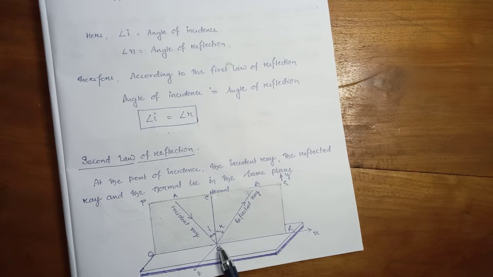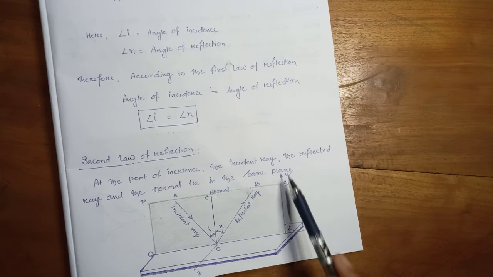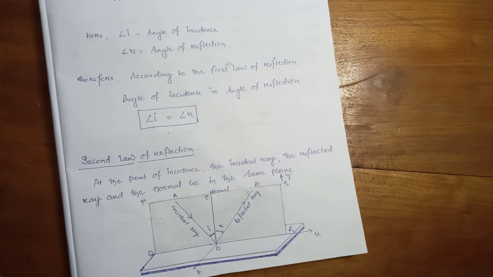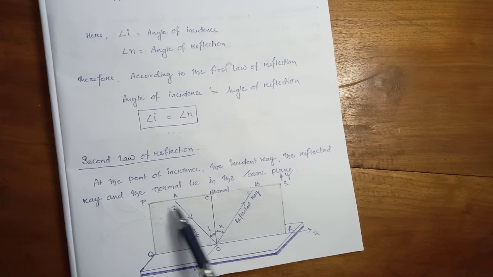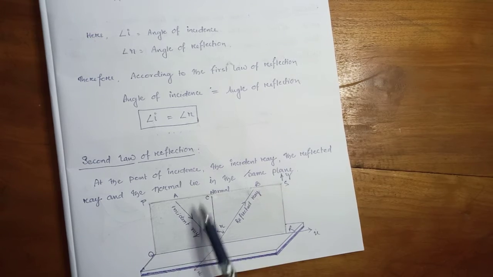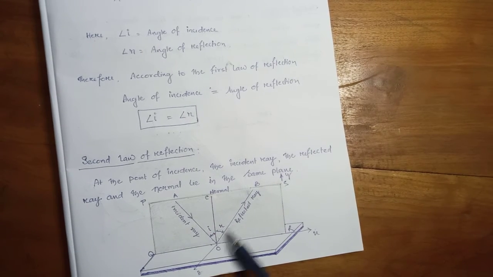You can consider that this direction is your x, the vertical is your y, and this perpendicular direction is your Z direction. So here the plane PQRS is in the xy plane. Clear? So according to the second law, the incident ray, reflected ray and normal should all lie in the same plane. So this was your second law of reflection.